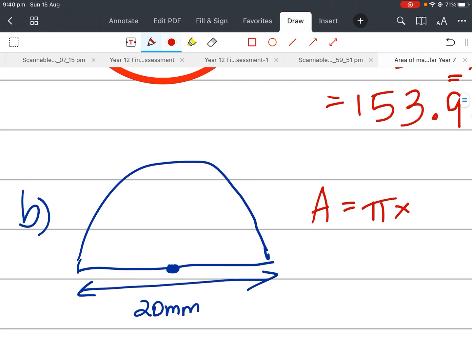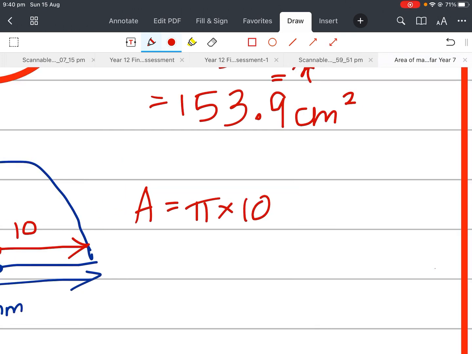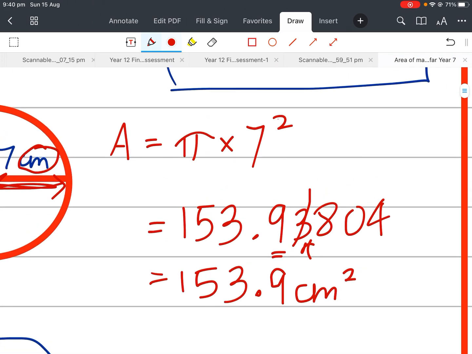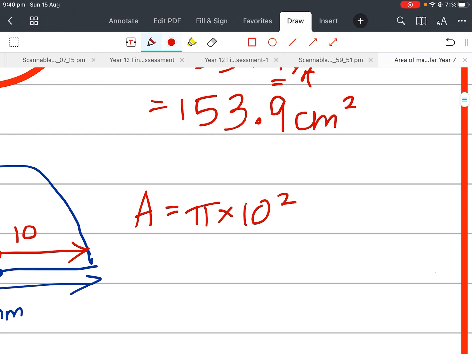Do we have the radius? Remember, the radius is only halfway. So what do I have to do to 20 to only work out halfway? Because 20 is all the way across. Hopefully you said, well, half 20, miss, and you'll get 10. Excellent work. Now remember, this formula is r squared, so I must put 10 squared.